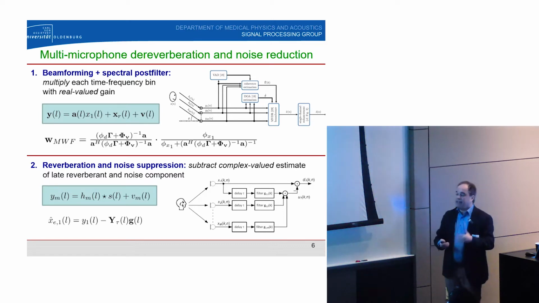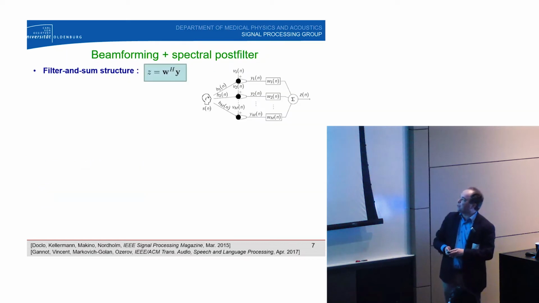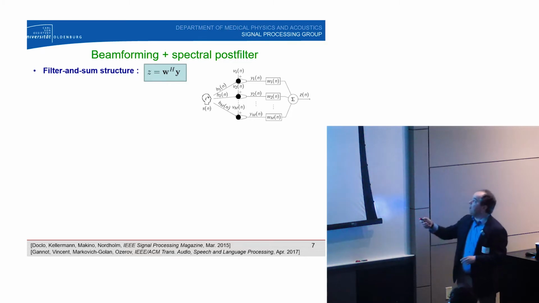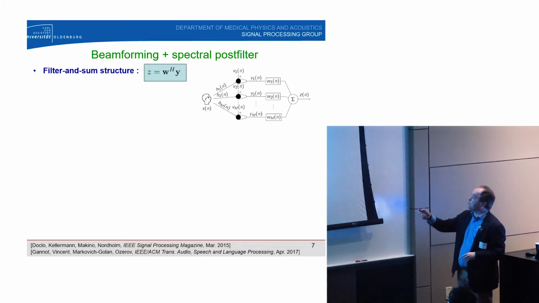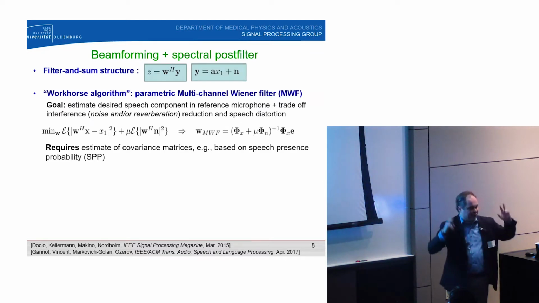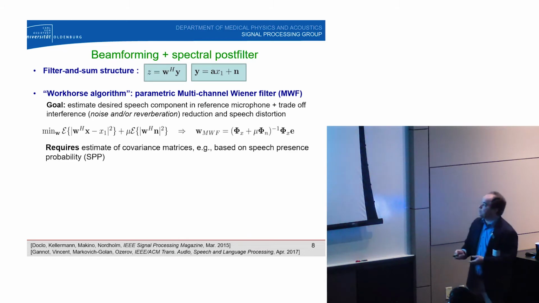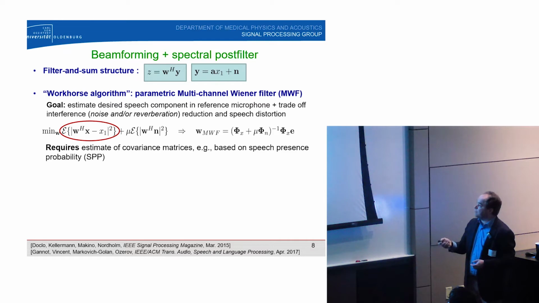First, for this first technique, for people who are not that familiar with it, maybe just one slide as a tutorial on beamforming and spectral post filtering. Basically, all these recorded noisy and reverberant microphone signals are filtered and summed together in a filter-and-sum structure, and what I would call the workhorse algorithm, which is very frequently used, is the so-called parametric multi-channel Wiener filter. The goal is actually quite easy. It tries to estimate the desired component in the reference microphone signal in this cost function. There's another term here, and you can trade off speech distortion versus interference reduction. In this case, very general, both reverberation and noise.